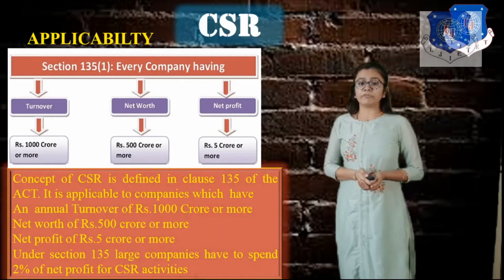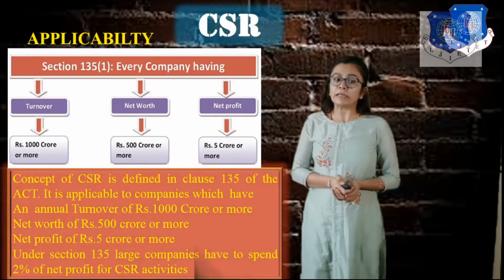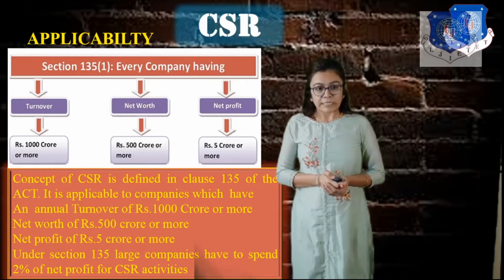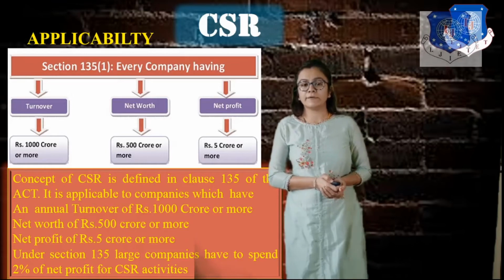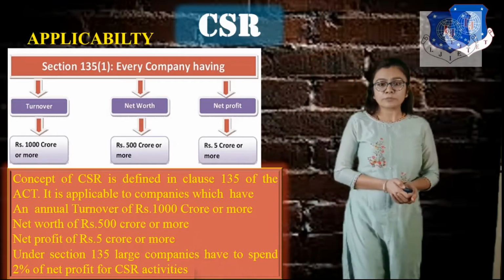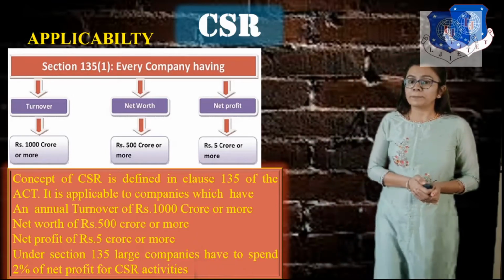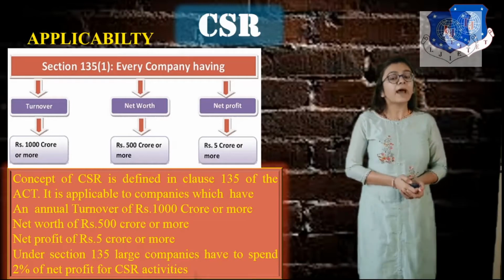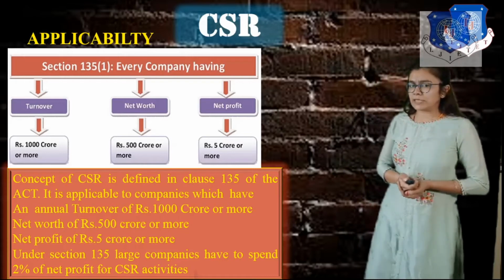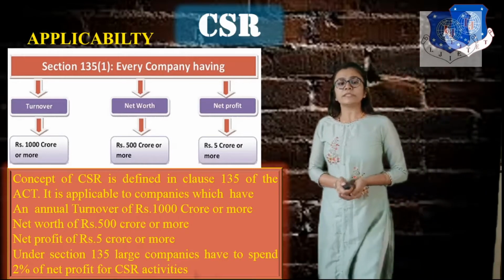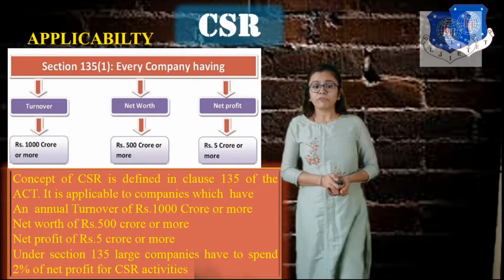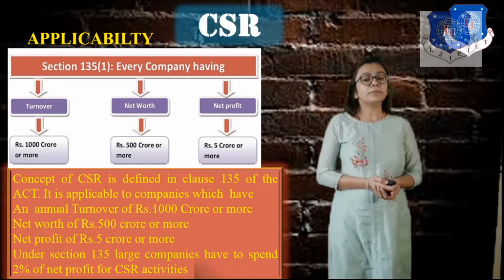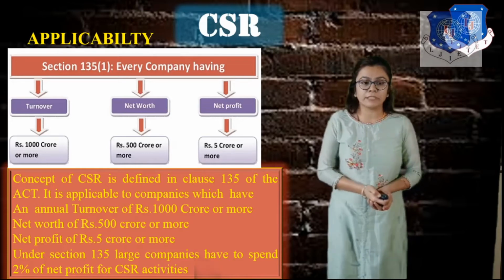First, if a company's turnover is more than 1,000 crore, then it has to do social activities. Criteria number two is based on the net worth. If a company's net worth is more than 500 crore, then it has to do social activities. Criteria number three is based on the net profit. If a company's net profit is 5 crore or more, then it has to do social activities.